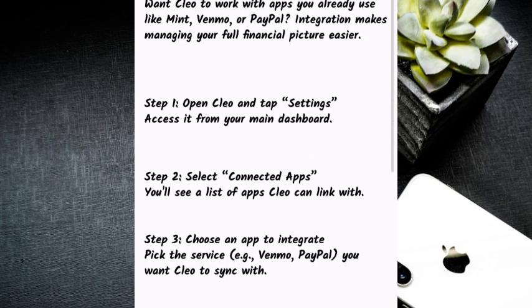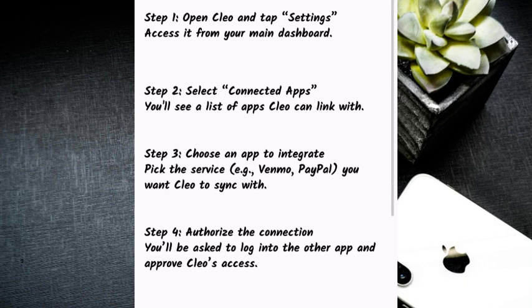First step, open Cleo and tap settings. You can access it from your main dashboard. Next, you're going to select connected apps. Now you're going to see a list of apps that Cleo can link with. Then just choose an app to integrate.